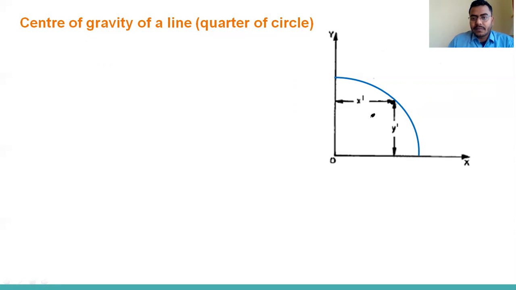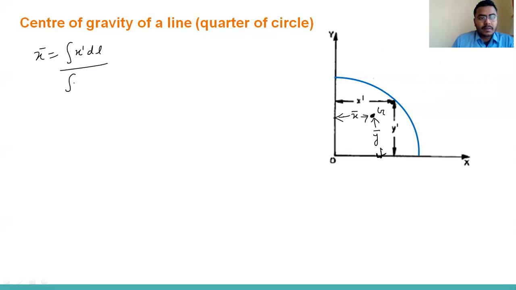Suppose the centroid will be here somewhere. So we have to calculate what is the x bar and what is the y bar. You have to calculate x bar, y bar. So now we have the formula to calculate x bar. What is that? Integration of x dash dl divided by integration of dl.